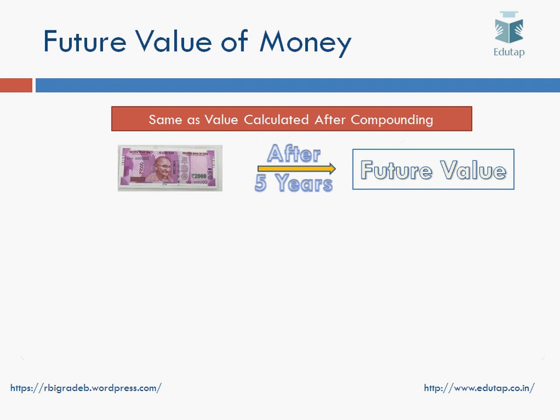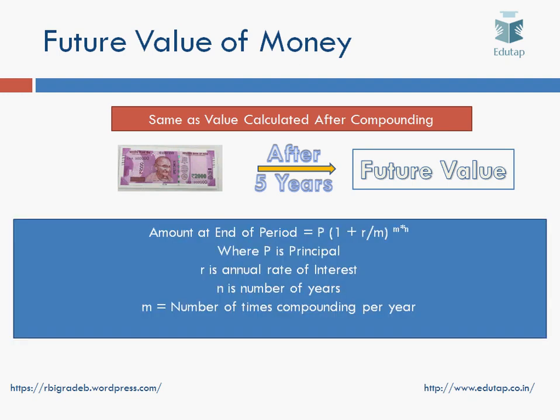Now what is the future value? Well, future value as a name is different, but it is nothing else but the same as the value calculated after compounding for a certain number of years. So the formula of future value remains the same. The amount at the end of the period is the future value. So the formula which we use for calculating the amount at the end of the period can also be used for future value. Now let's do an example.